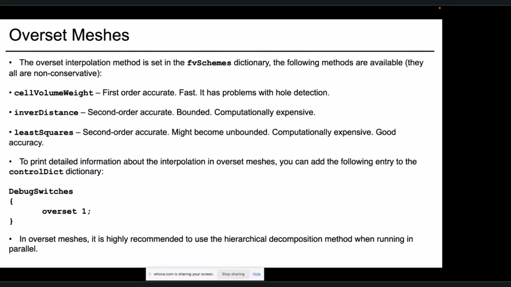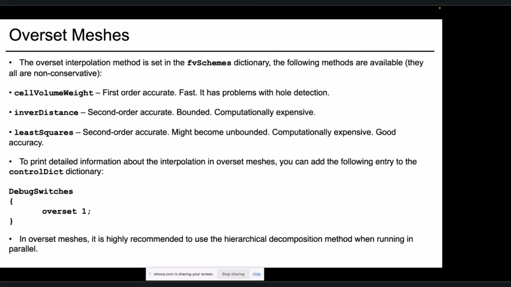Normally, three different types of interpolation schemes are available in OpenFOAM. One is cell volume weight, which is first order accurate. It's fast, but it has problems with hole detection. The second one is inverse distance. It's second order accurate and bounded, but it's computationally very expensive. And the third one is least square, which is second order accurate. It might become unbounded depending on other tolerances that we use during the simulations. It's computationally expensive, but its accuracy level is comparatively higher.